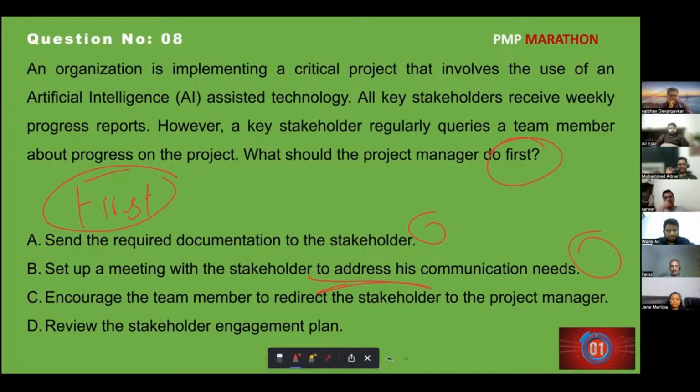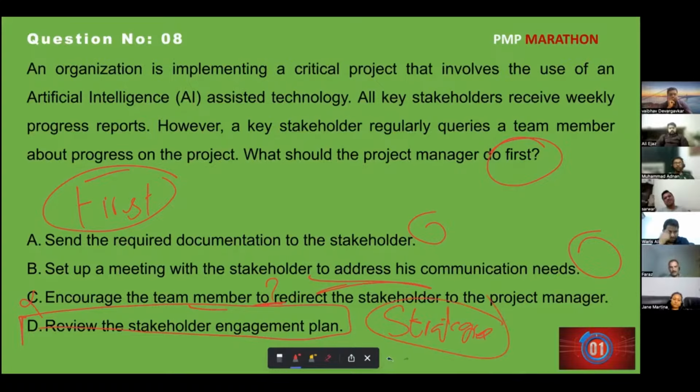If the question says what should the project manager do as the best answer, the best is B. Whenever the question says have a face-to-face meeting, work with them, that's the best thing. But that is not what the question is asking. It is asking what is the first thing we should do. Encourage the team member to redirect is not the team member's job; eliminate it. Review the stakeholder engagement plan: I need to see what the current engagement is and what strategies are required to engage him.